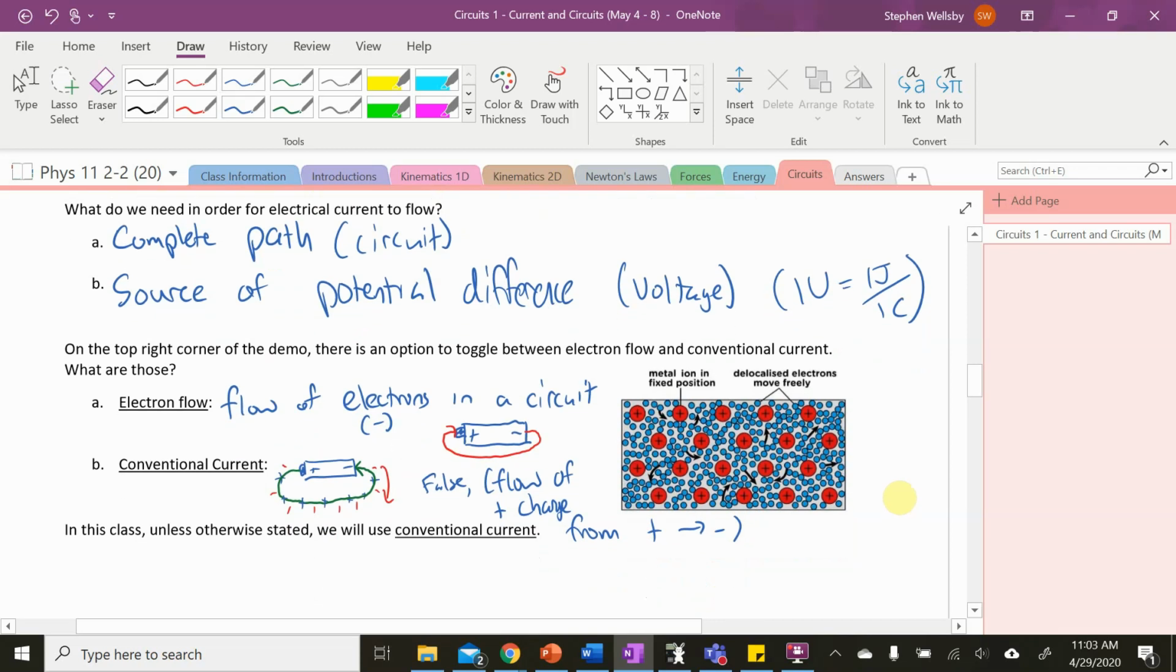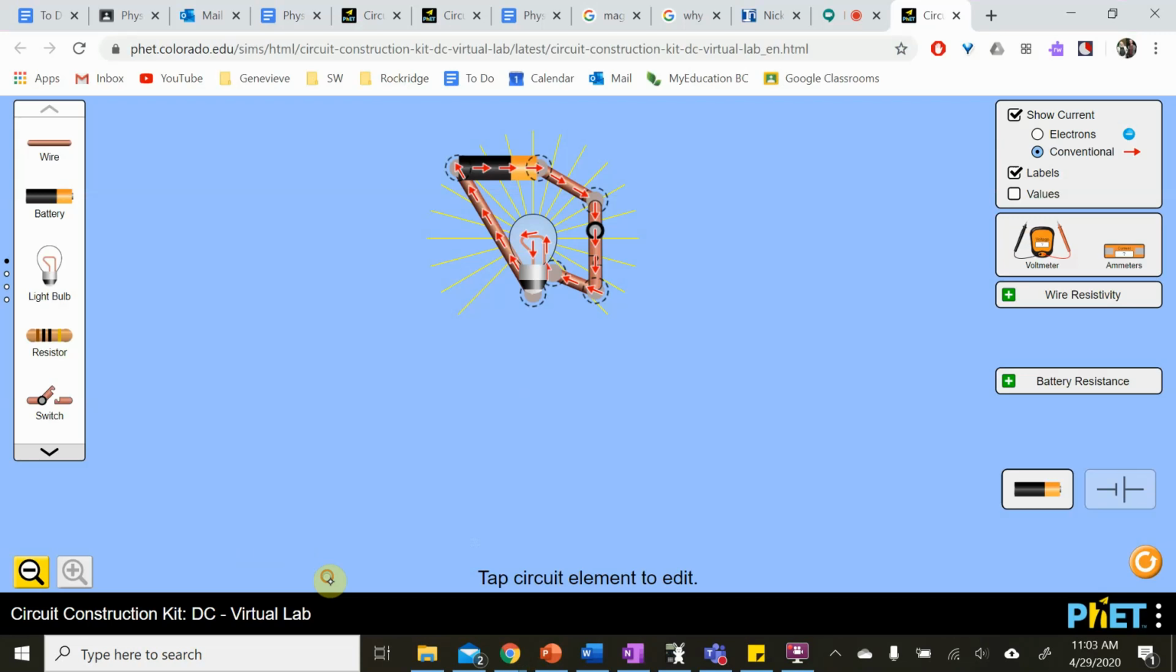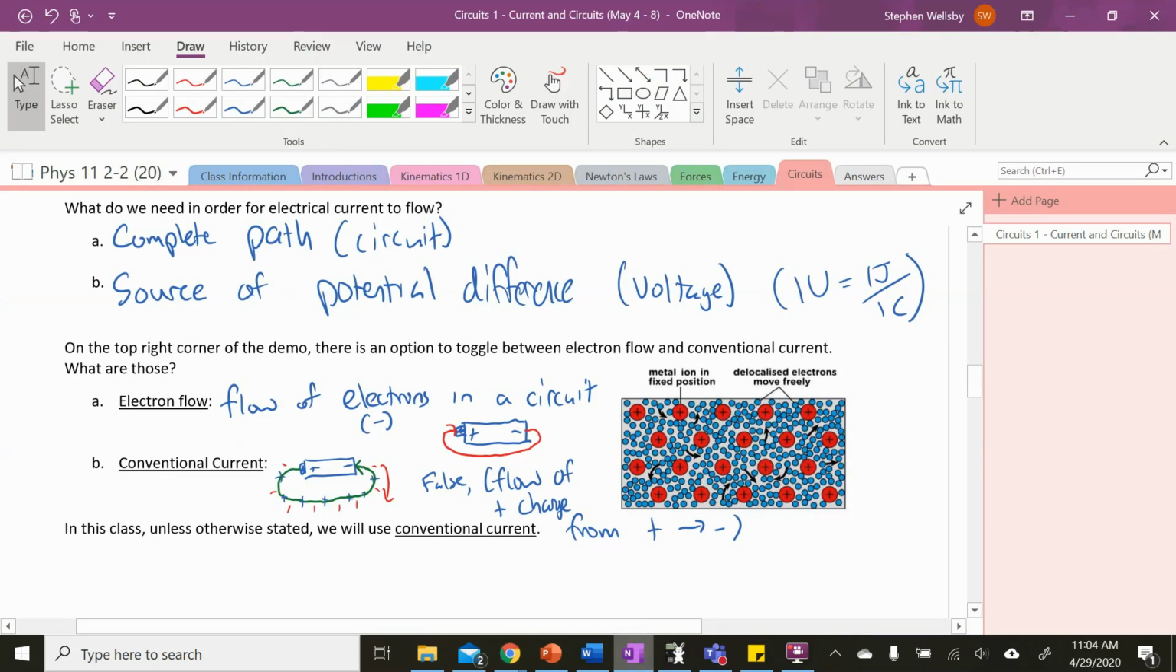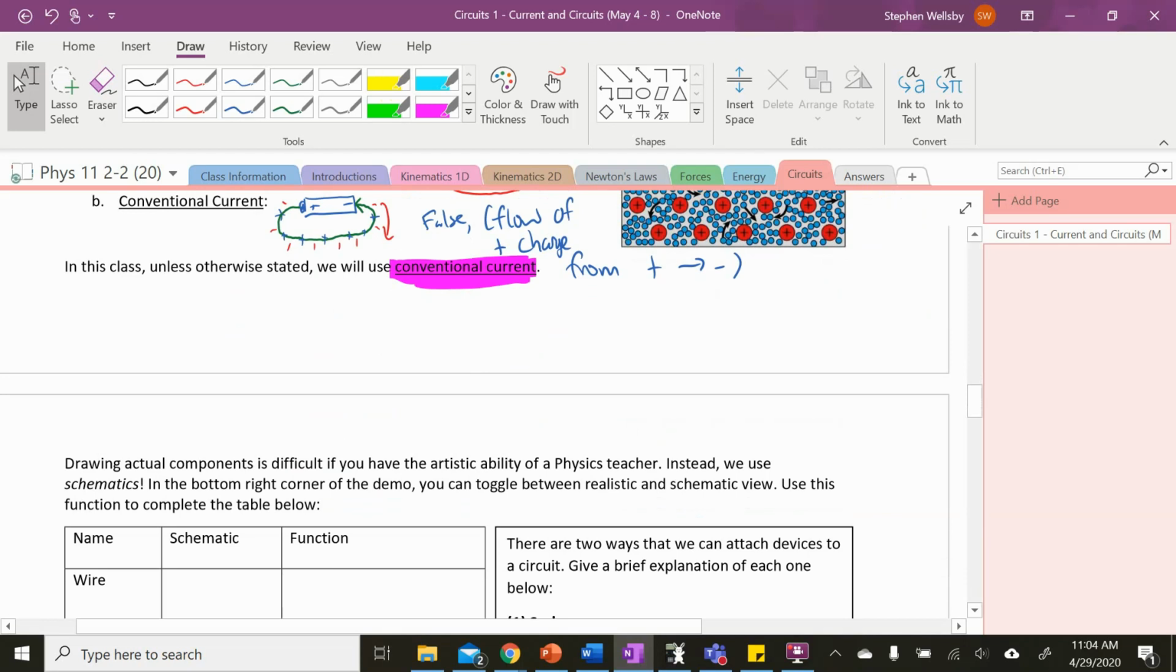Now, to be honest, it doesn't make any difference. If we talk about electrons flowing, for example, in this demo here, we can see electrons are flowing counterclockwise, conventional current is going to be clockwise. It really doesn't matter for any of our equations. So whichever way we look at it, you would still get the right answers for all of your questions. However, with that being said, in this class, unless otherwise stated, we will use conventional current. It just makes our life a lot easier to think about positive charge moving around as opposed to negative charge moving around backwards. But both are correct in their own way. And it's fine to use either one, and conventional current's the one that pretty much the whole world has decided to use.